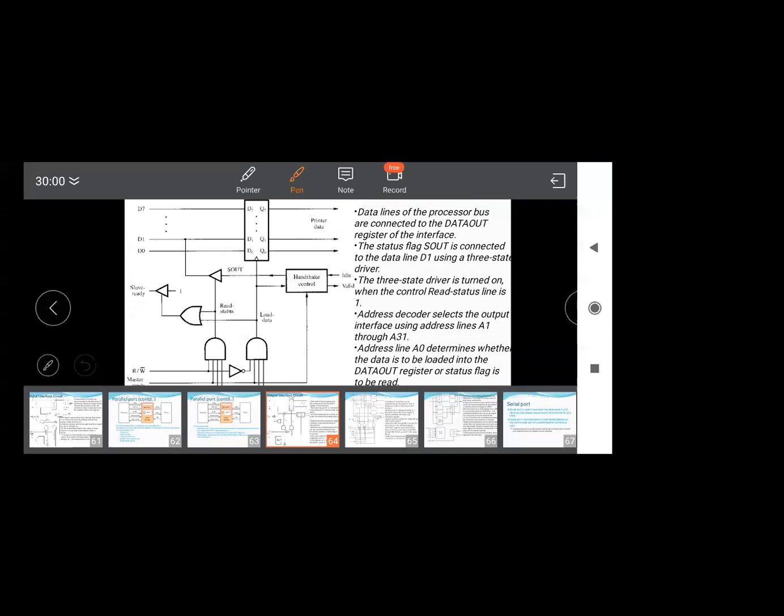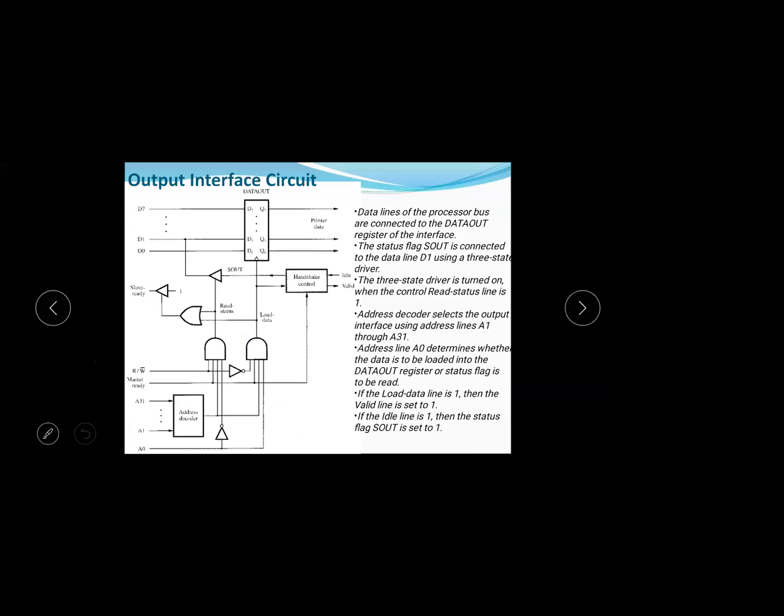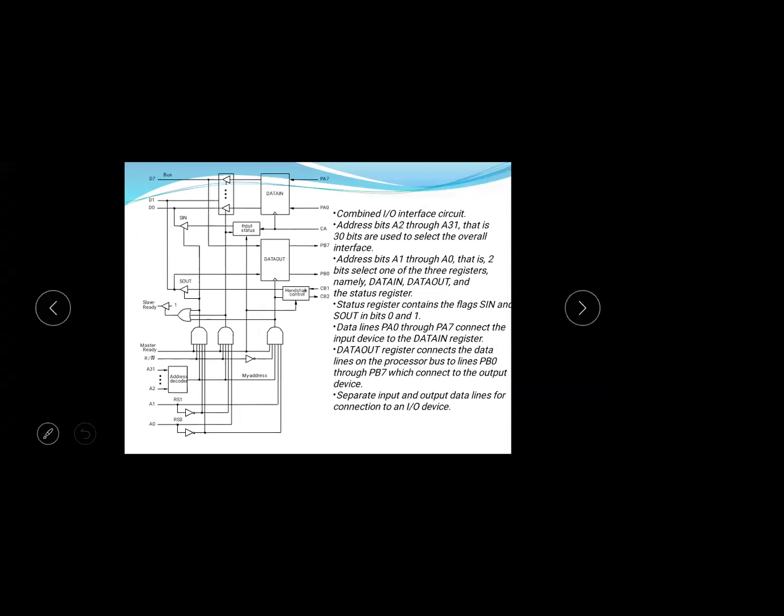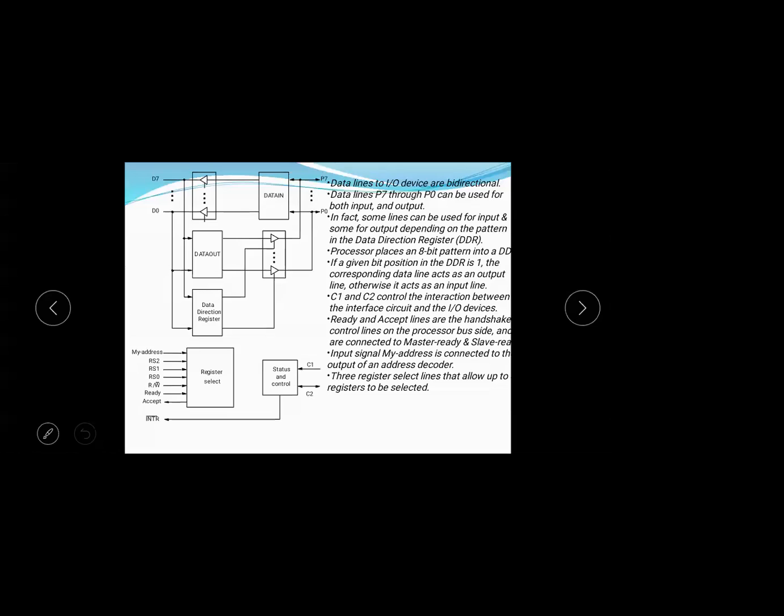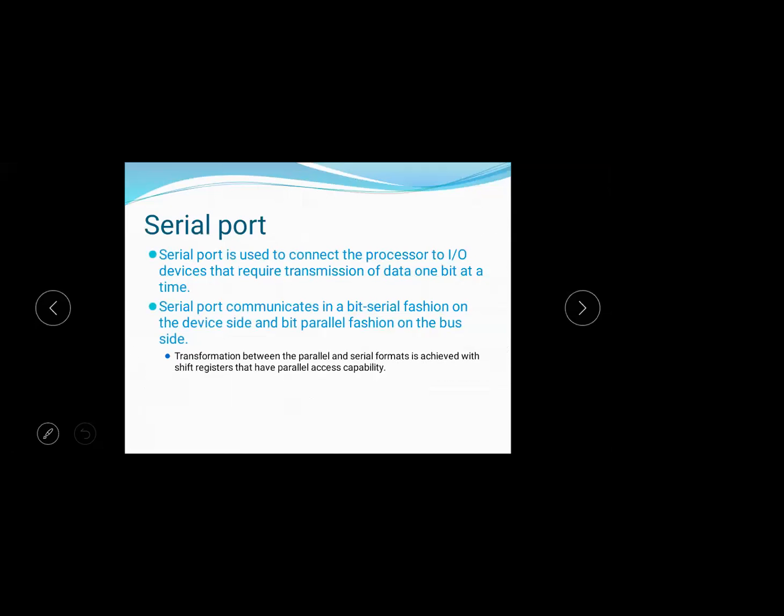This is the interface circuit between the processor and the printer. Combined input output, both are combined here: combined IO interface circuits for keyboard and printer both. Next, serial port.